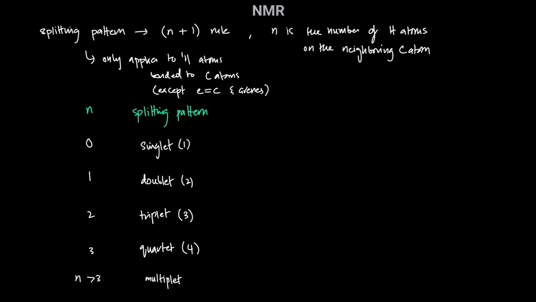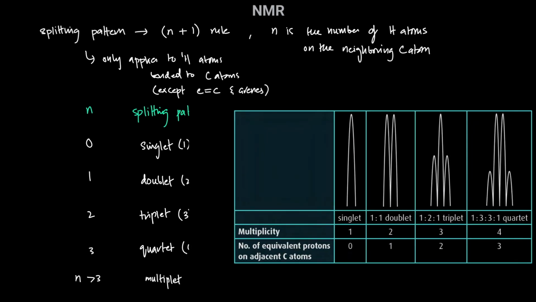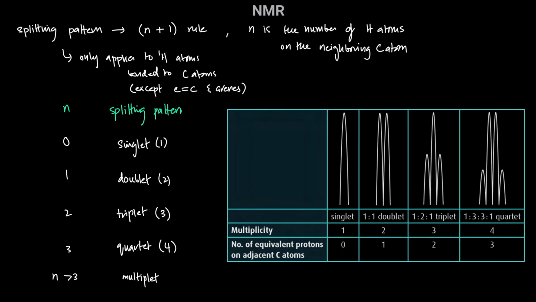So these are some common splitting patterns that we should be aware of, and this is what they look like. Here's a table that shows you the different splitting patterns. Here we can see that if the neighboring carbon, or equivalent protons on the adjacent carbon atom, adjacent just means neighboring carbon, has 0 protons, we get a singlet. If the neighboring carbon has 1 proton, we get a doublet. So a single peak will look like a double peak. It's just one peak that's split into 2.